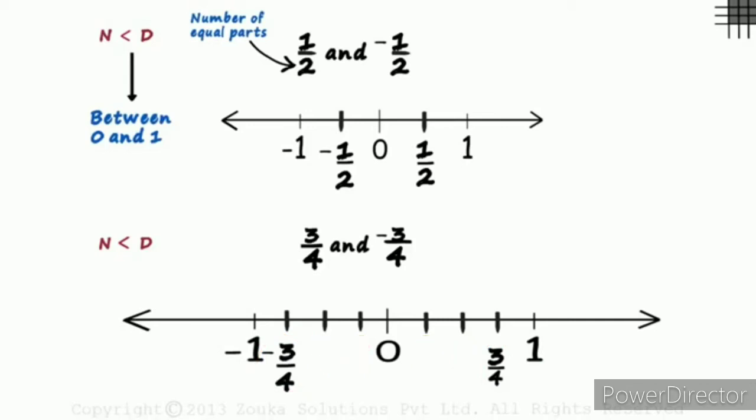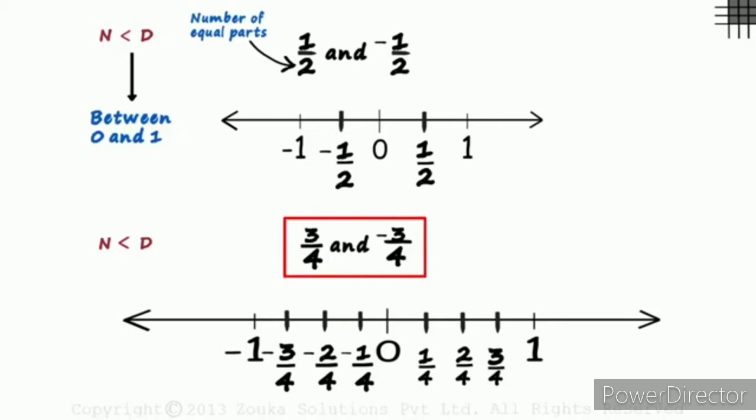Here's your answer. Since this is one part, we mark 1 by 4 here. Since these are 2 parts, we mark 2 by 4 here. Similarly, we can plot minus 1 by 4 and minus 2 by 4 here. This was just for your understanding, and you don't need to mark all the points if you're asked to mark just 3 by 4 and minus 3 by 4. In the next video, we will look at an example in which the numerator is greater than the denominator.